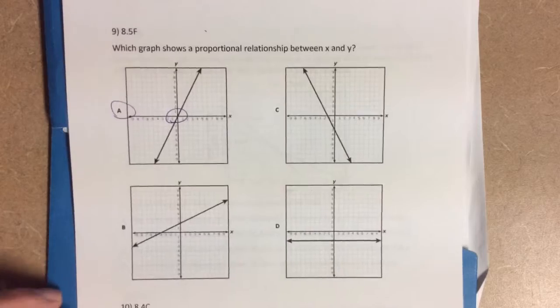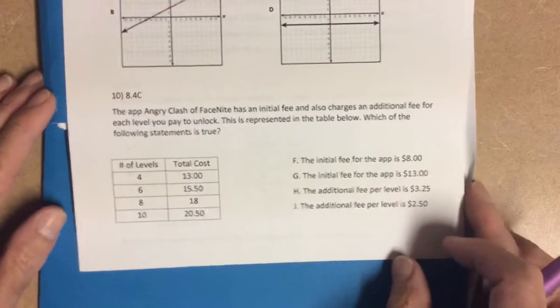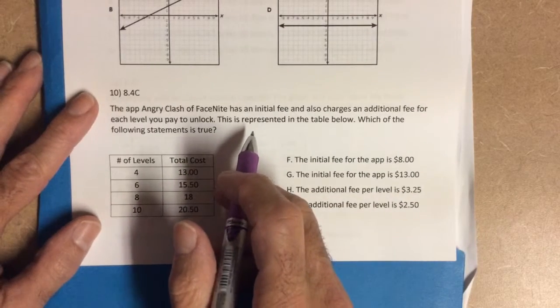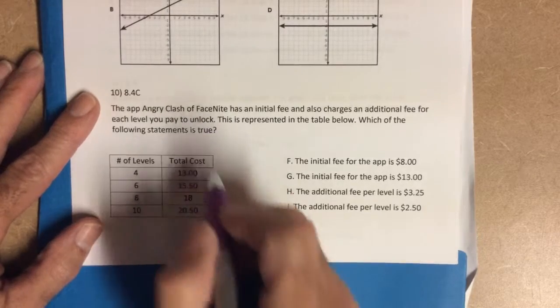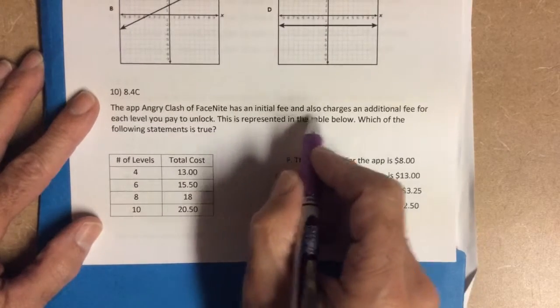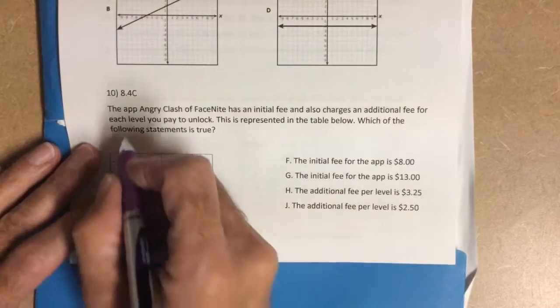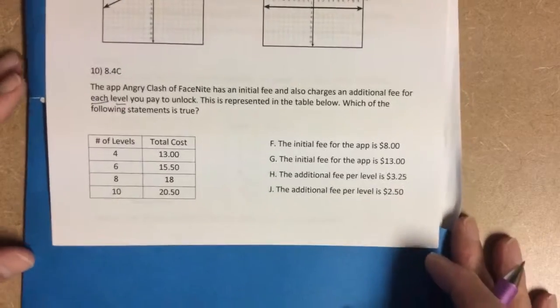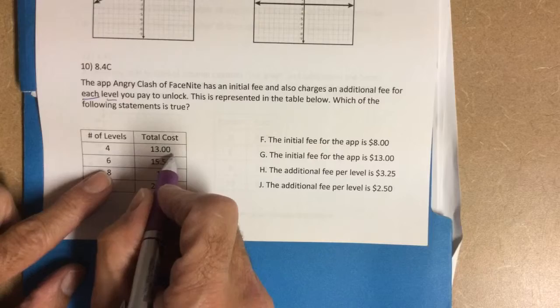Problem 10, most kids in the class missed. Let's see, here we've got Angry Birds Clash of Fight Night. Interesting. It has an initial fee and also charges an additional fee for each level you pay to unlock. So if you're going to do this app, after 4 levels, you'd have to pay $13.